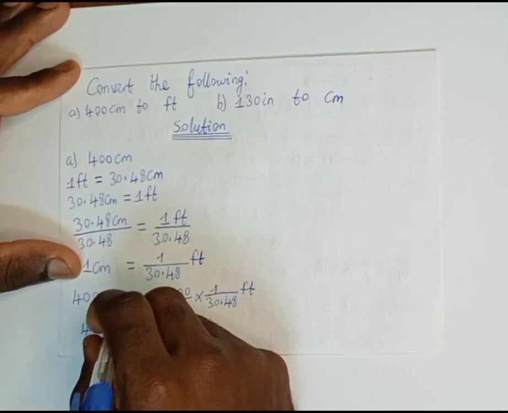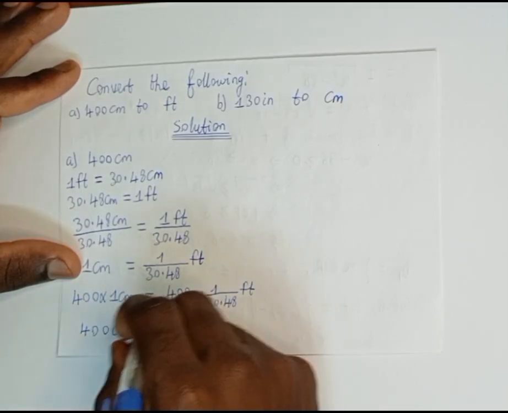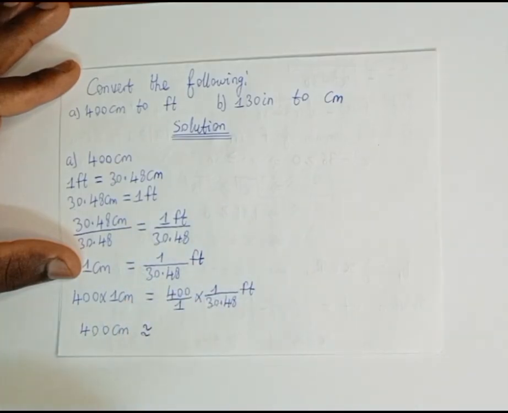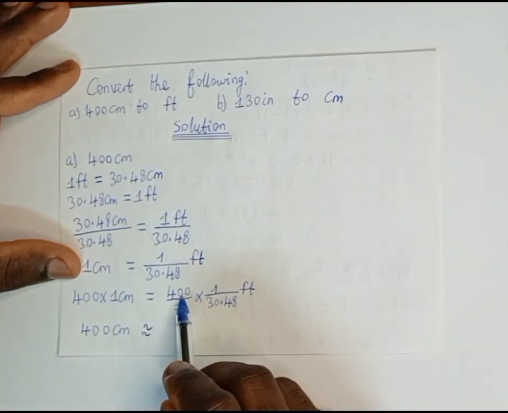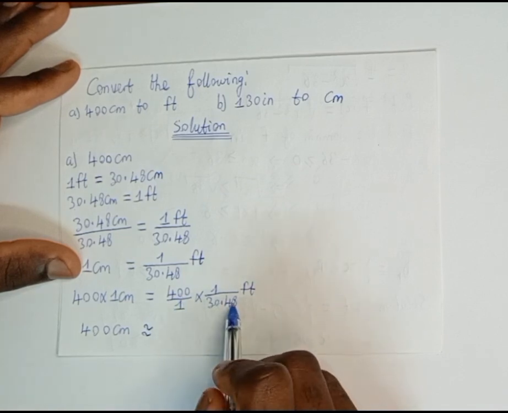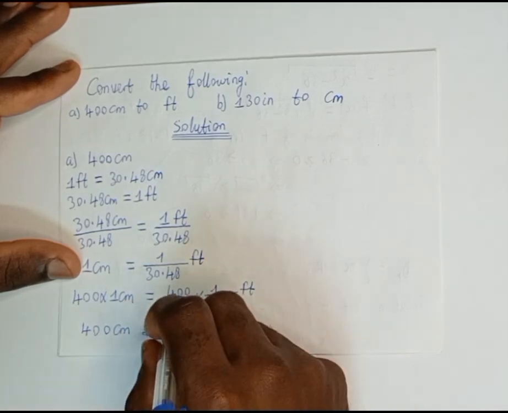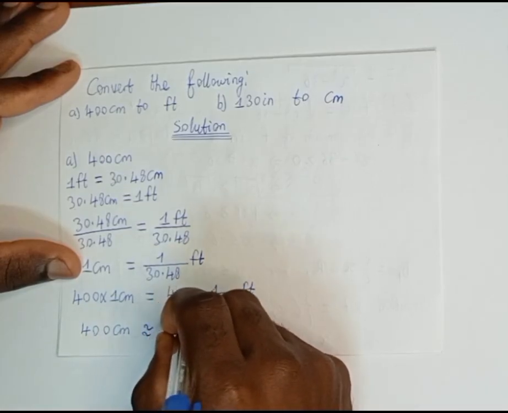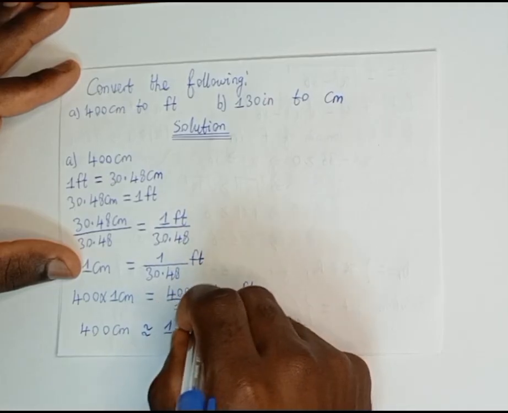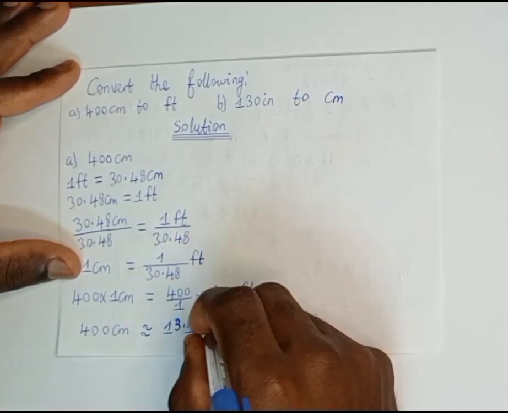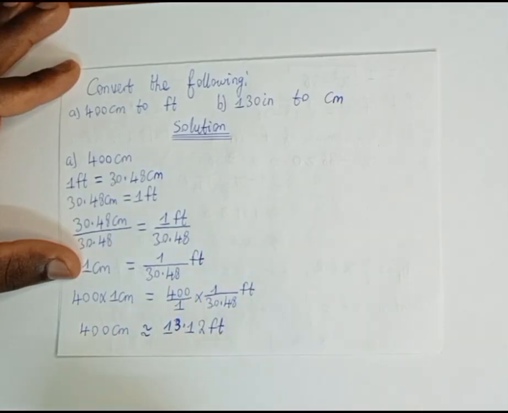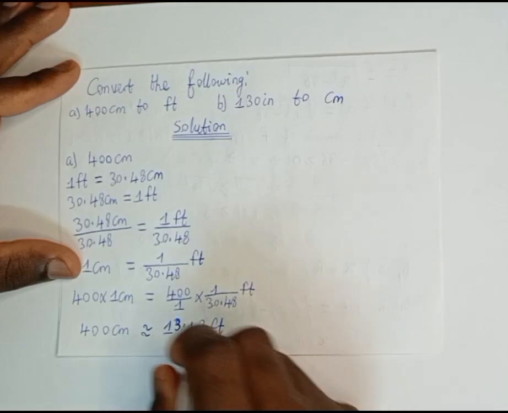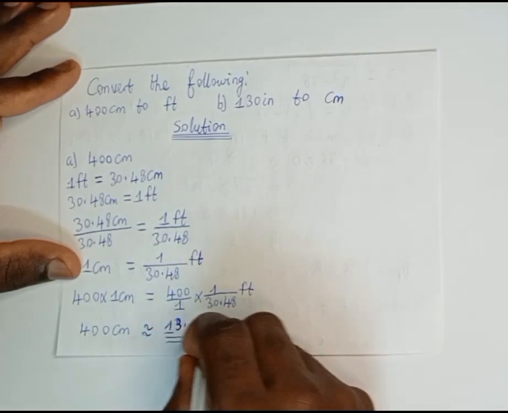This will give us 400 centimeters to be approximately 400 divided by 30.48 to 2 decimal places. This will be 13.12, and this is in foot. Therefore, 400 centimeters is approximately 13.12 foot. We underline the result.